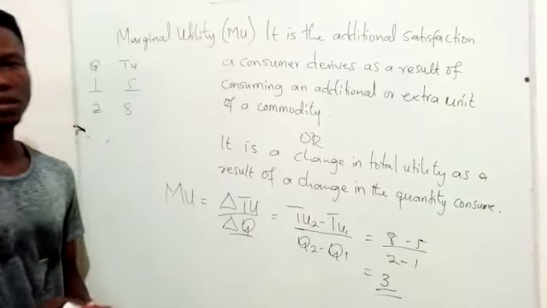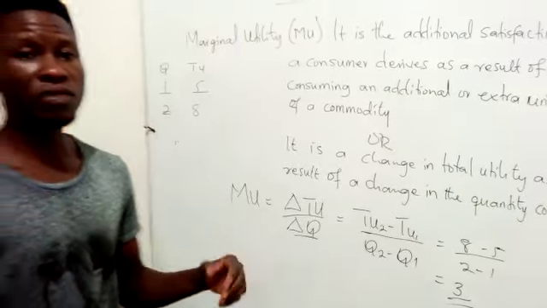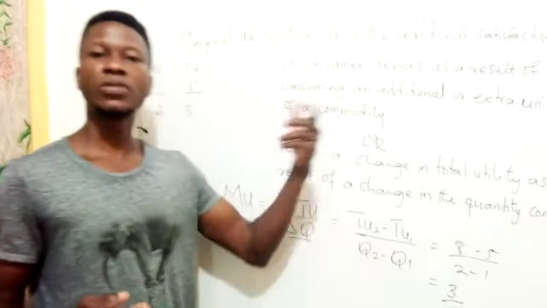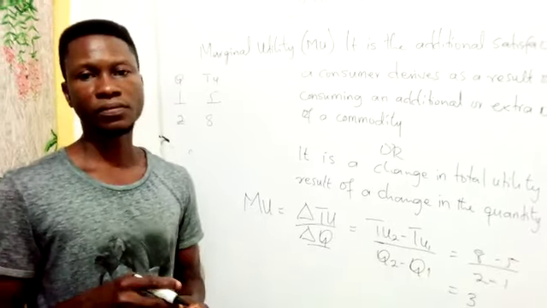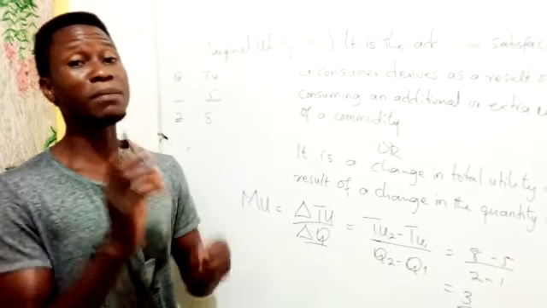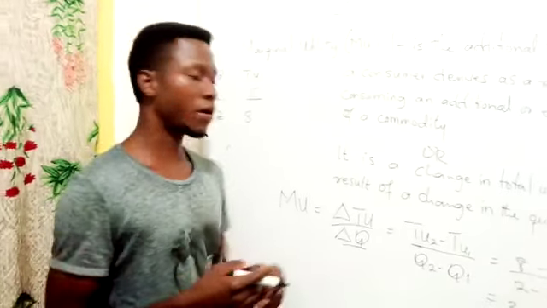So the change in satisfaction as a result of the change in the quantity consumed is what we call the marginal what? Utility. As a matter of fact, in economics, when we say marginal, we are referring to an additional unit of an item at this level. Some people call it the margin, and that is in deeper economics.